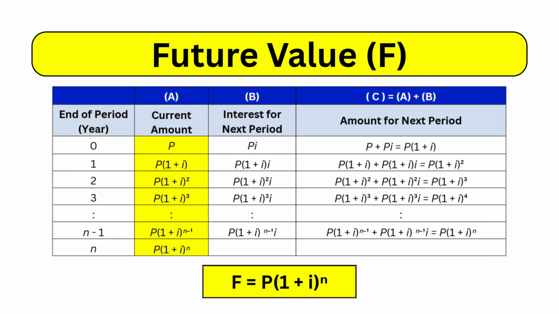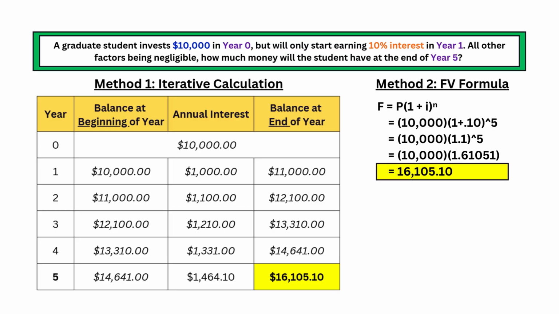This process leads to one of the most important equations in engineering economy. In this equation, F represents your future value, what your money becomes. P represents your present value, what you have today. I represents your interest rate per period, and N represents the number of periods. This formula lets you calculate future value in one step instead of working year by year. For example, at 10% over 5 years, $10,000 grows to $16,105.10 in a single calculation.